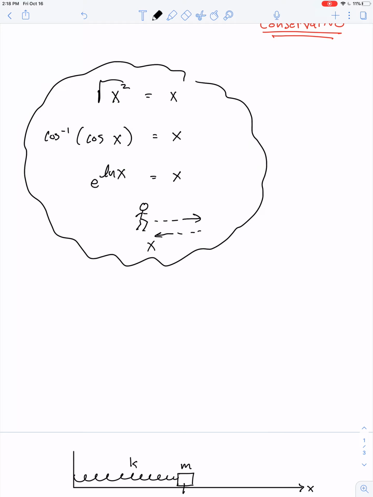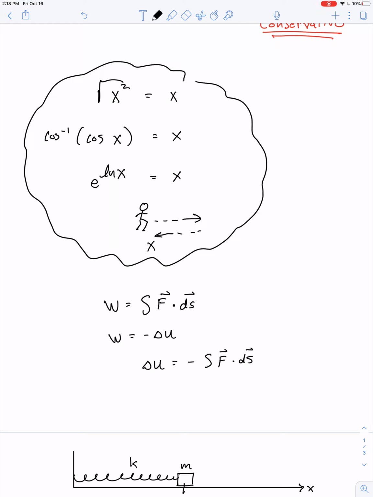We defined earlier that work is equal to the integral of F dot ds. And we've also stated in this unit of study that the work done by a conservative force is equal to negative the change in potential energy. So in other words, change in potential energy is equal to negative the integral of F dot ds.